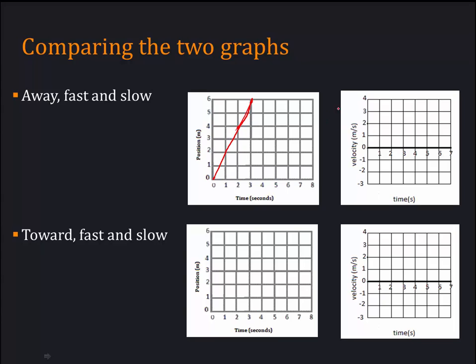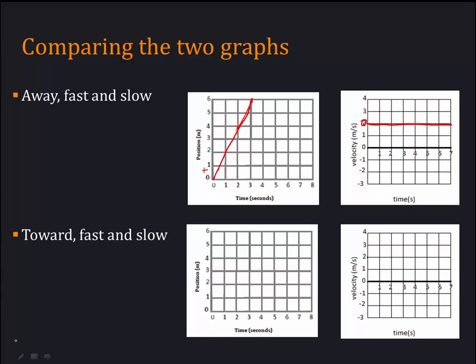That's fairly quick. On my velocity time graph, that looks like this: 2 meters in 1 second. You'll notice it's positive velocity because I have a positive slope, and the slope over here is 2, so my velocity over here is 2. It's a constant speed of 2 meters per second away.